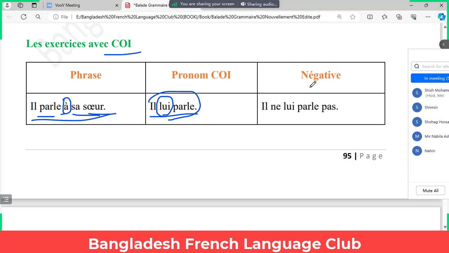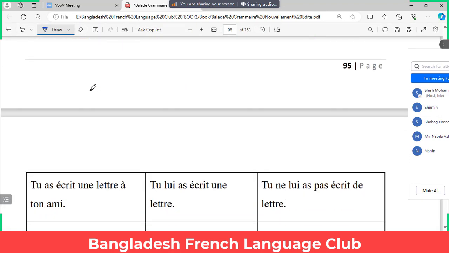And for the negative: il ne lui parle pas. So before the verb you see the lui, and ne and pas before and after the verb for the negative. It means he is not talking to her. Good.